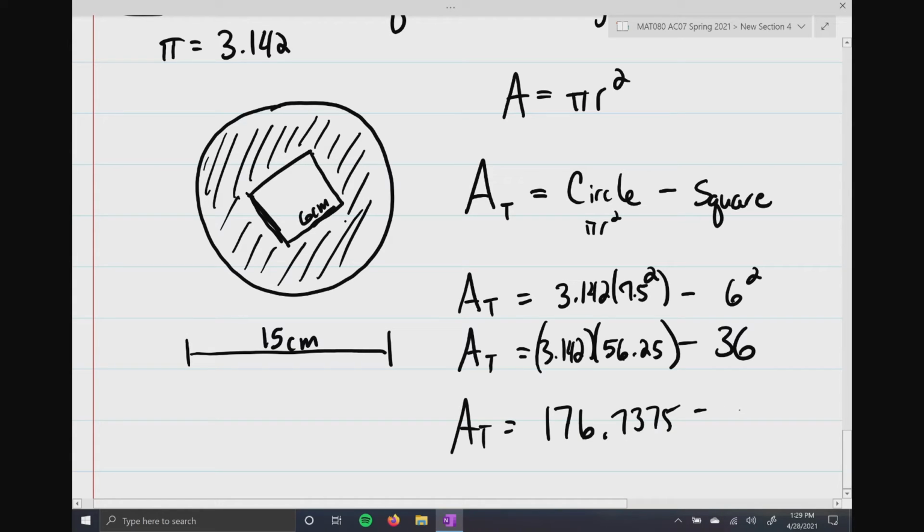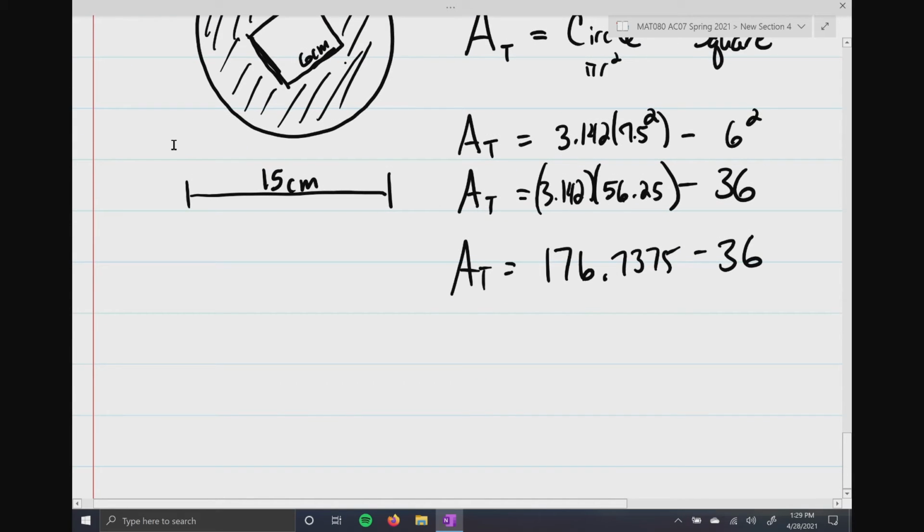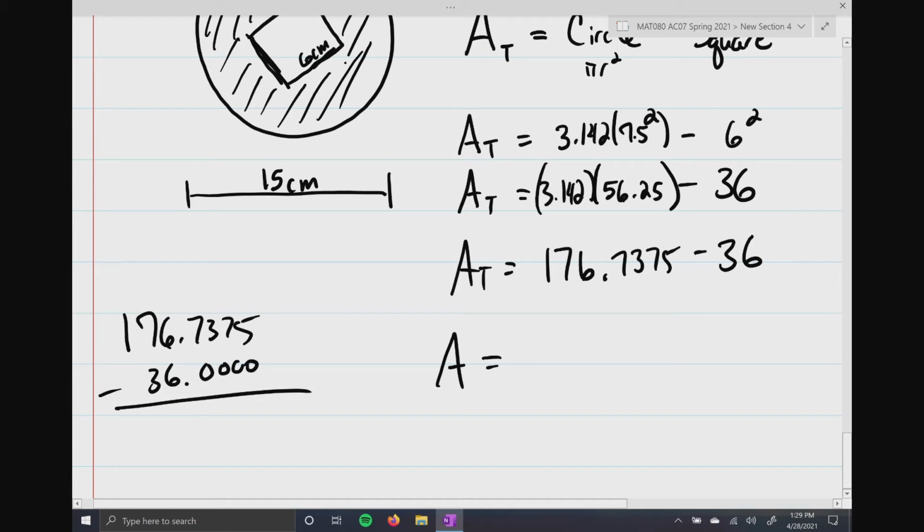176.7375 minus 36. And then lastly, I'm just going to stack them on top of each other, off to the left here: 176.7375 minus 36 with a bunch of zeros to give me 0.7375. And the whole number is 140. And this is going to be square centimeters.